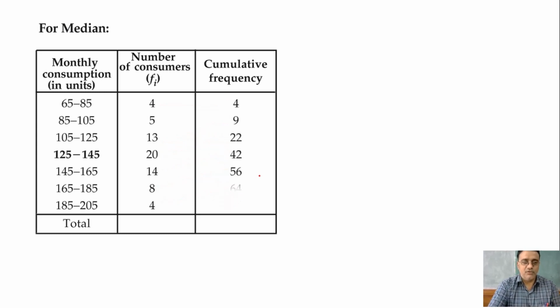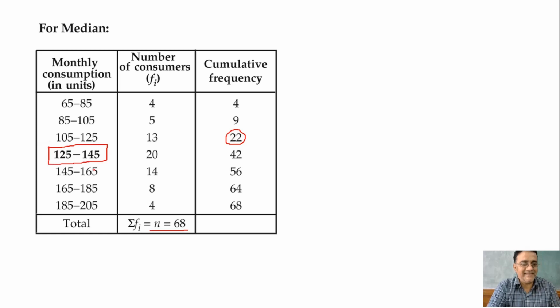Okay, so we'll write all this here. N is equal to 68. So what is n by 2? 34. 34 से nearest smallest जो CF है 22, 22 के बाद वाला क्लास मीडियन क्लास होगा. That means the median class is 125 to 145.